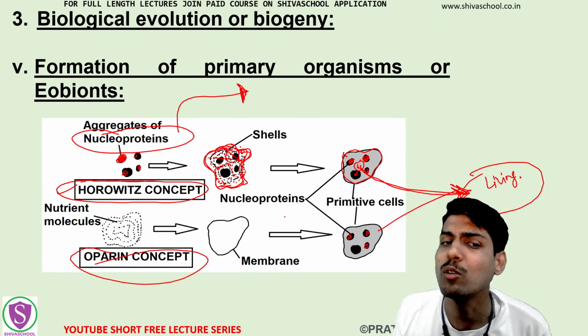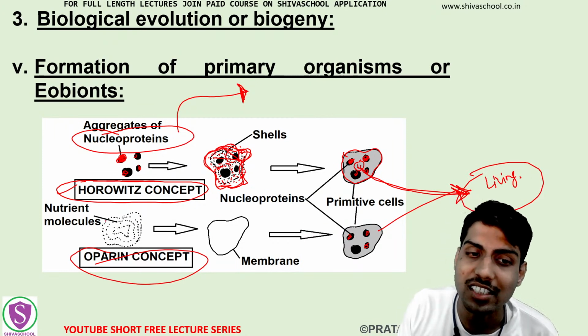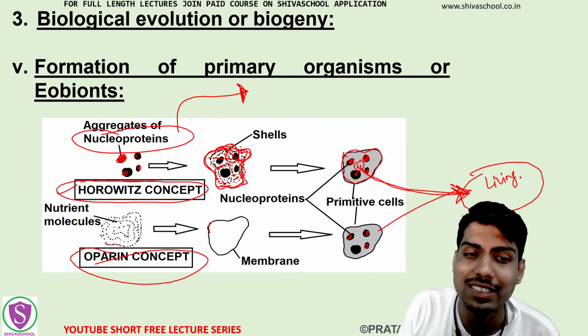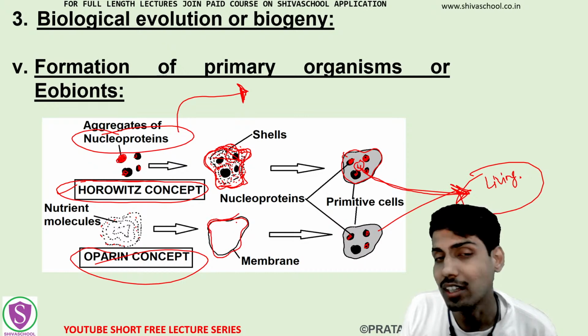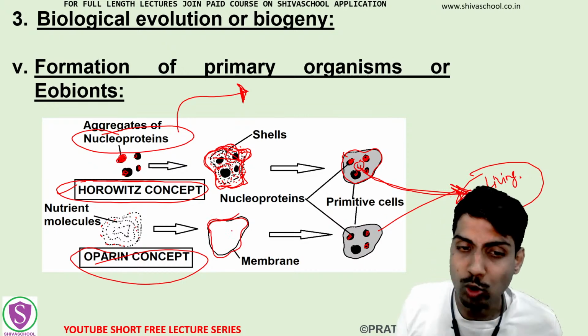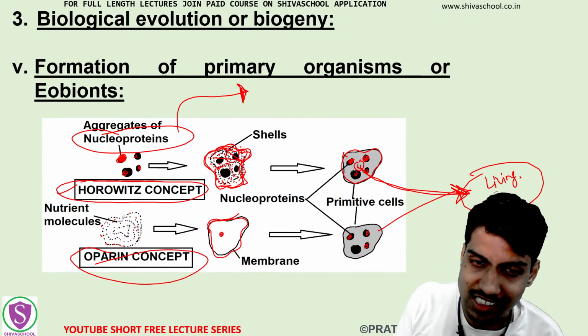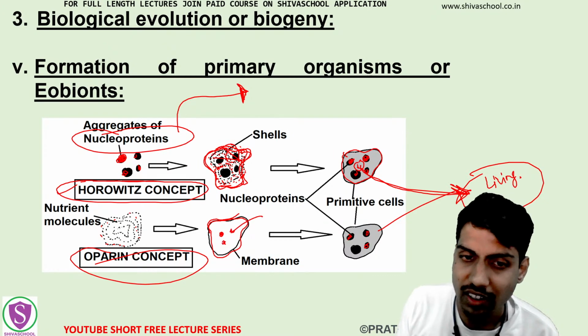Oparin क्या बोलता है, Oparin is saying that first these different nutrient molecules will combine and form sheath like structures. ऐसे vessel या फिर sac like structures form करेंगे. Then what will happen, either these nucleoproteins will be synthesized in this, or they will be added into it from external, ठीक है.